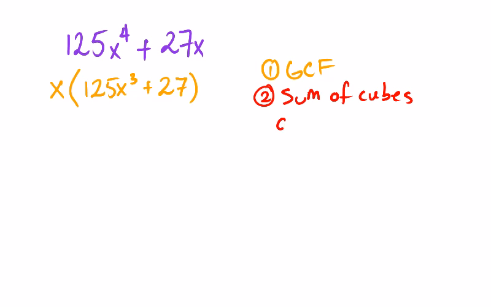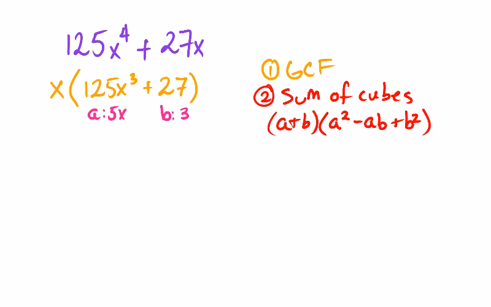And the formula for that looks very similar: a plus b, and then a squared minus ab plus b squared. And that is the formula that we're going to use inside the parentheses. So what number got cubed in order to get 125? 5. And what got cubed in order to get x cubed? X. So 5x is a. And then b, what got cubed in order to get 27? 3. And so now we substitute in the formula.